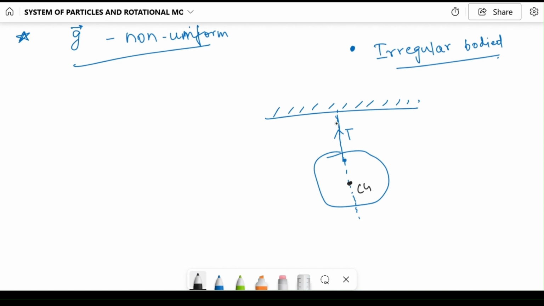We can just do the same thing for the body by tying it at another location, and then we can get another line of action of this tension. And with all those lines, wherever they are intersecting each other, wherever there is a common point, that is the center of gravity for this irregular shaped body.